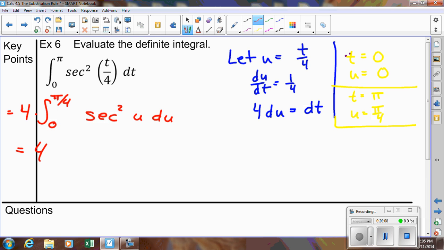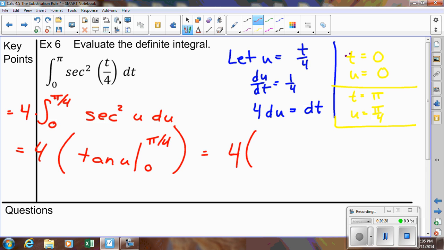So let's evaluate. What is the antiderivative of secant squared? Tangent. And u is going to be evaluated from 0 up to pi over 4. Therefore, we'd have the tangent of pi over 4. Tangent of pi over 4 is 1. The tangent of 0 is 0. Therefore, we wind up with a final answer of 4. And we're done.